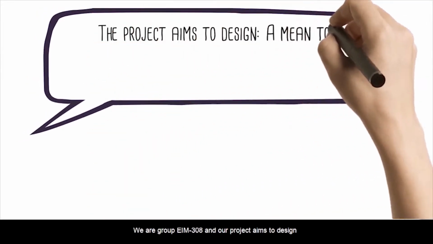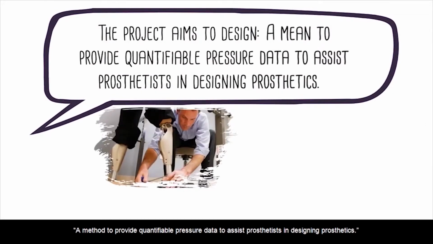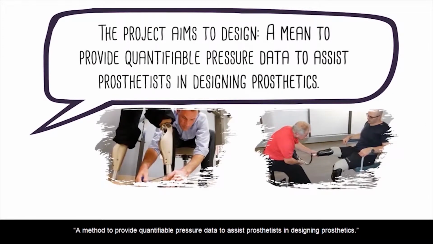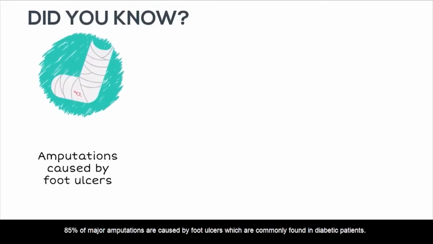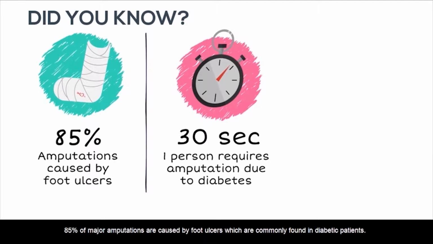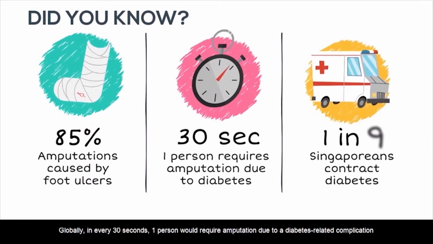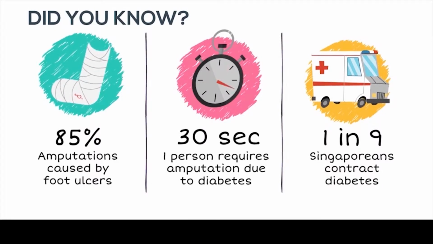We are Group EIM 308, and our project aims to design a method to provide quantifiable pressure data to assist prosthetists in designing prosthetics. Did you know 85% of major amputations are caused by foot ulcers, which are commonly found in diabetic patients? Globally, every 30 seconds, one person will require amputation due to a diabetes-related complication. With 1 in 9 Singaporeans contracting diabetes, this problem is becoming much more prevalent.